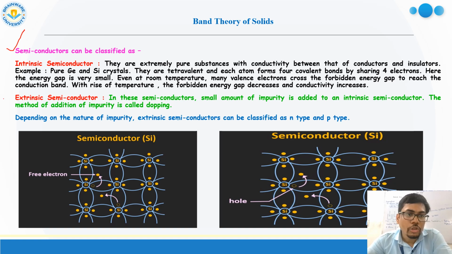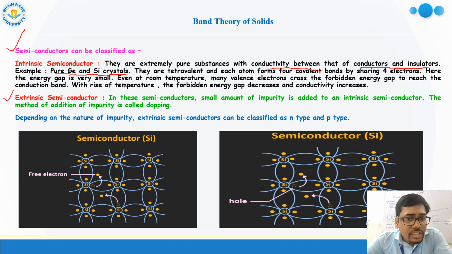Okay. So intrinsic semiconductor means that this is a pure substance which conducts electricity, and its conductivity must lie between conductor and insulator, that I have already discussed. For example, pure germanium or silicon crystal. Okay, so in this case the forbidden energy gap is small. After the application of thermal energy or electrical energy, electrons can be promoted from the valence, from the lower level to the higher level, and some electricity can flow.